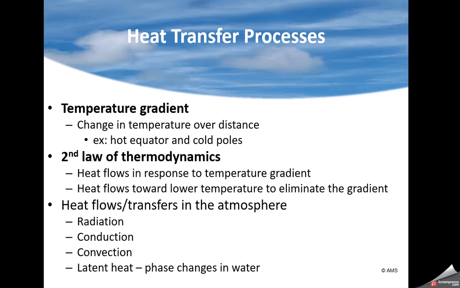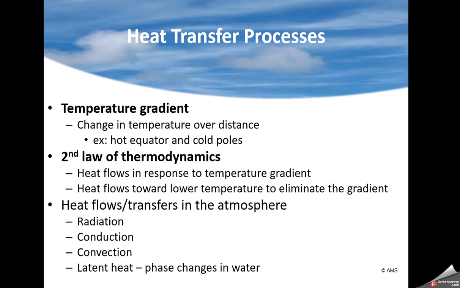So we know that temperature gradients exist. For example, we know the sun shines more over the equator and stronger there than it does at the North Pole. So immediately there's a temperature gradient. Well, the second law of thermodynamics says, hey, I hate temperature gradients. I'm going to do everything I can to get rid of the temperature gradient. So heat is going to flow in response to the gradient. It always flows towards lower temperatures, trying to eliminate the gradient. So the hotter the air is, heat is flowing from those hot areas towards colder areas.